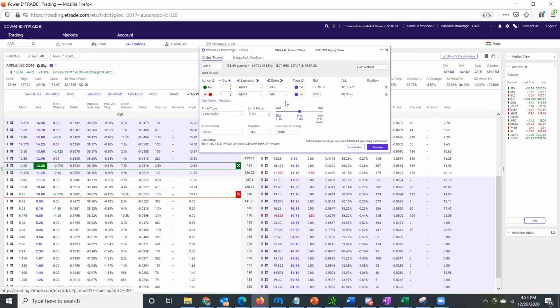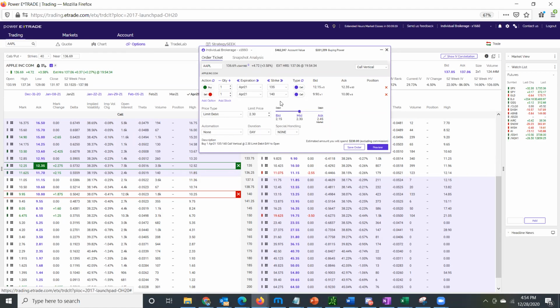That means in the worst case, your total loss is 230 for this. How much can you make? I'll tell you the calculation. 135, 140. What is the price difference? The strike difference is $5, right? This is a $5 strike. Okay, so how much did I pay?